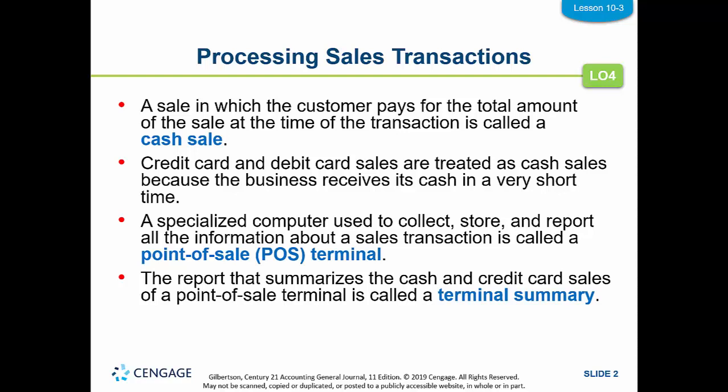Same thing would happen if I swipe on Saturday. The bank doesn't open until when? Monday, so it takes a little bit of time, but it's a relatively short amount of time. So credit and debit card sales, we're going to treat the same as cash. So we can repeat that transaction and I swipe and pay for my hot chocolate with my debit card. They are going to ring that up in the cash register system just like a cash sale, okay?